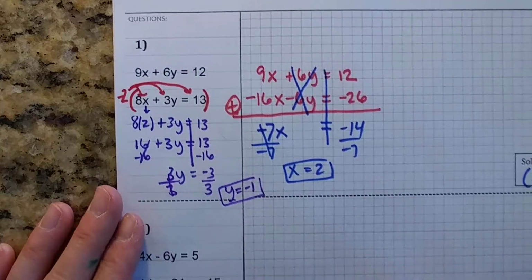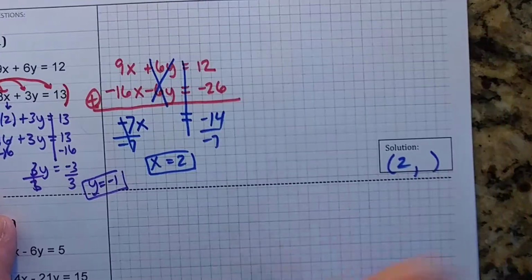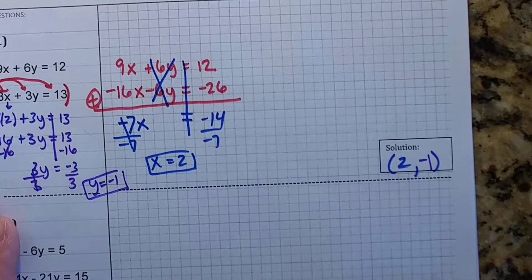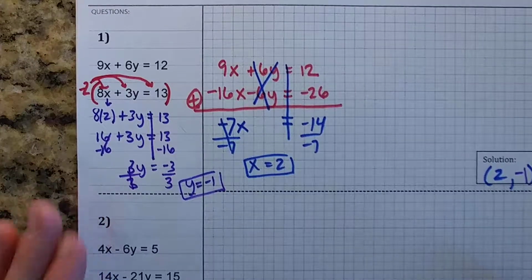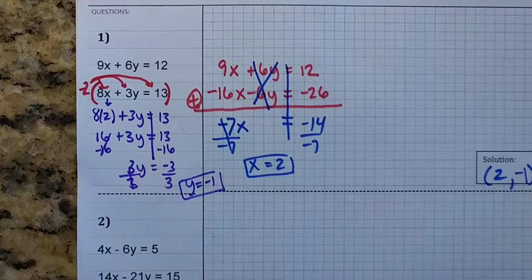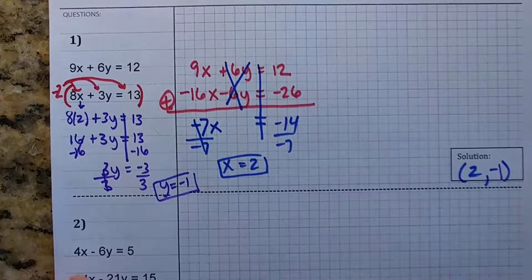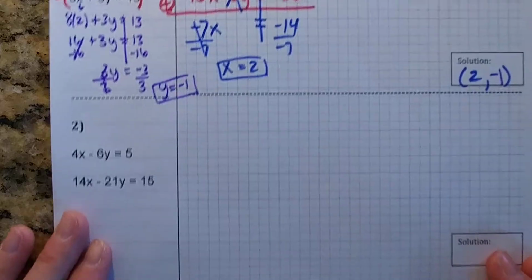I think I've got it. Does your answer match mine? Y is negative 1. And there you have it. We found the solution. Those two lines are going to intersect or cross on a coordinate plane at the point 2, negative 1. Great. Let's take a look at number 2.